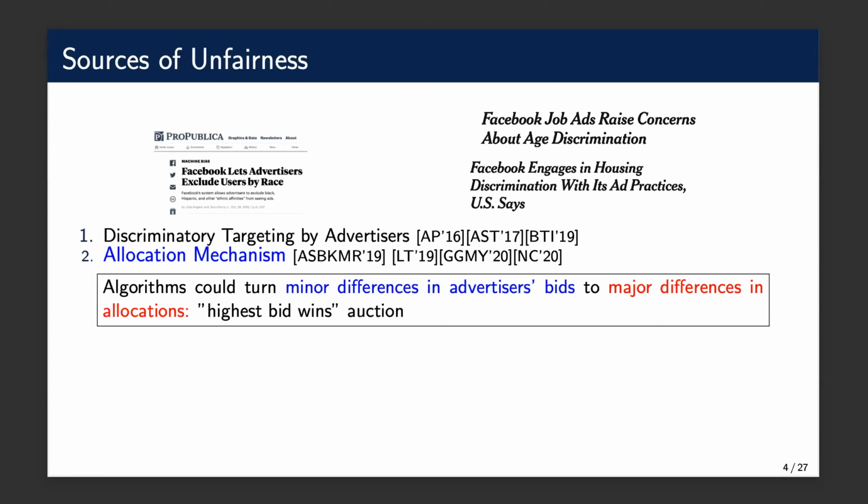However, this is not the only cause of unfairness. The underlying allocation mechanism can also cause that. For example, there could be two users who have similar features but minor differences, and then the mechanism could turn these minor differences into major differences in allocation. For example, take the highest bid wins auction. Let's say Alice and Bob are two users who are similar, but Alice has a slightly higher bid in some feature. Well, this means that Alice is going to always see, for example, ad number 1, while Bob will never see it. And this will be unfair.